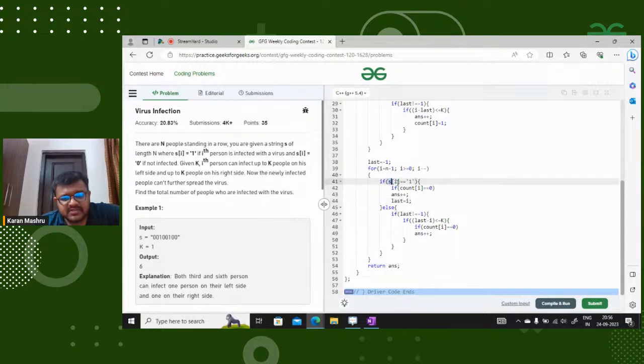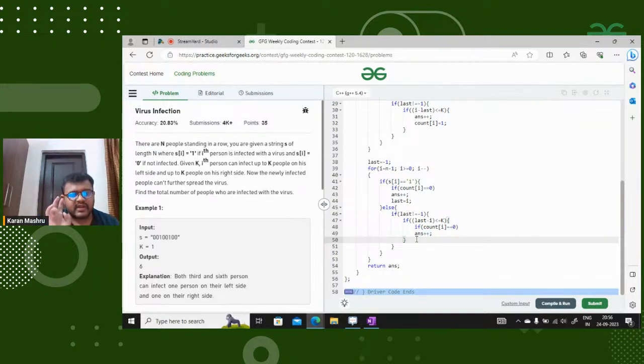Else, if the current person is not infected initially and last is not equal to -1, I'll check if the distance between last and the current index I is less than or equal to k. If so, then the ith person can be infected by the person at index last. But for that, I also need to check if count of I equals 0, because it might be possible that the person was already counted as infected when we moved from left to right. So if count of I is 0, it was not counted before, and only then increment the answer.